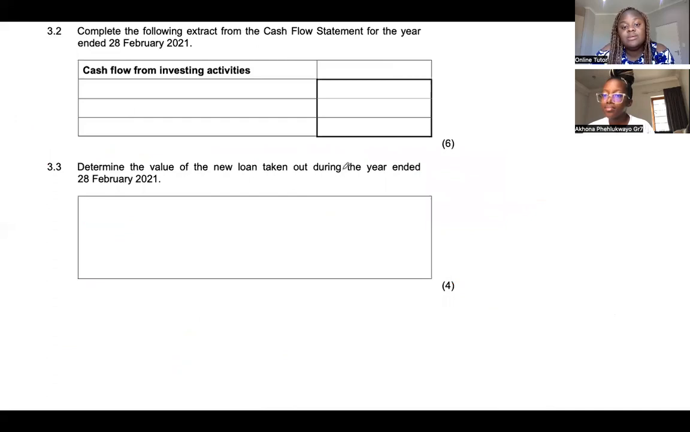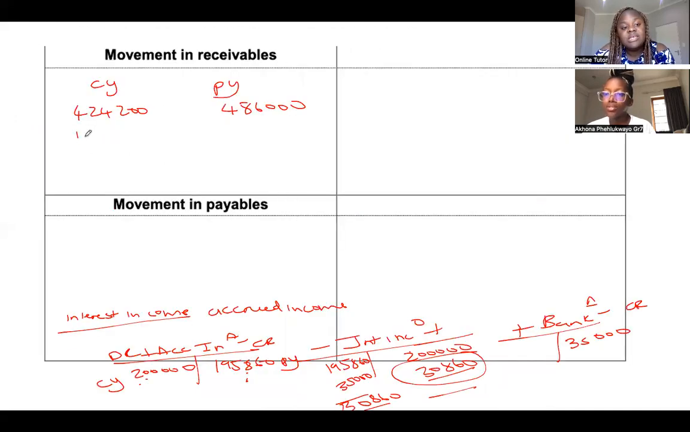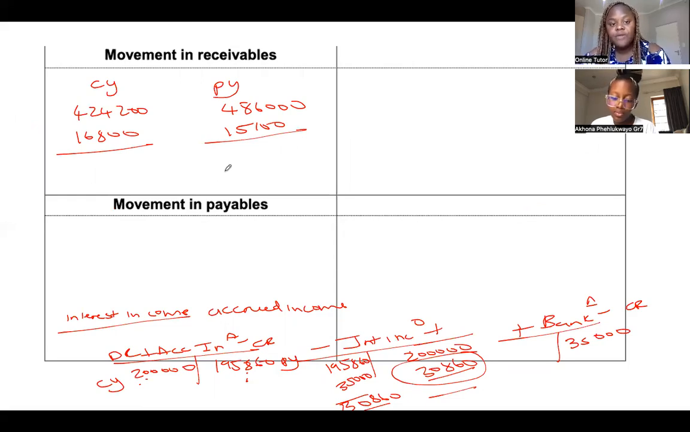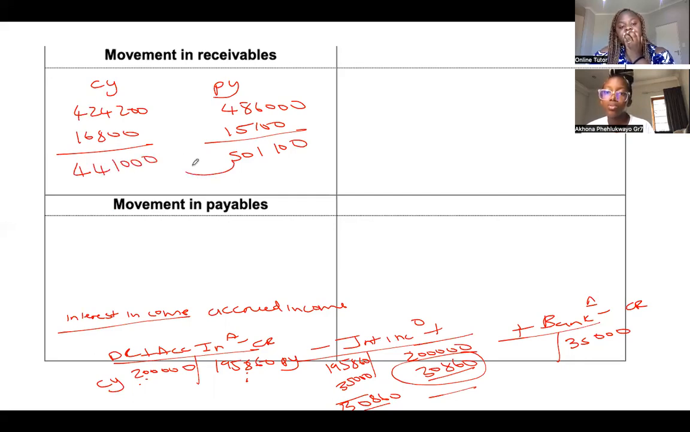So let's go put that in. 16,800 and 15,100. So now you can calculate your new totals. Calculate prior year for us quickly. 486,000 plus 15,100. What do you get? 501,100. Okay, current year? 424,200 plus 16,800. 441,000. What happened? Did it increase or decrease?